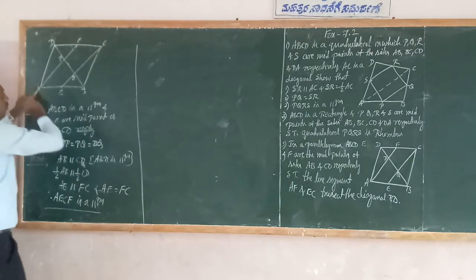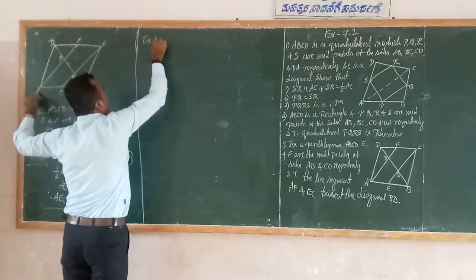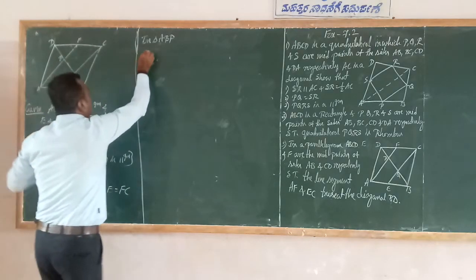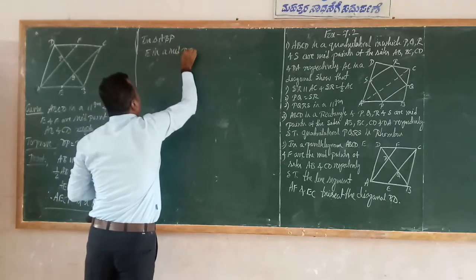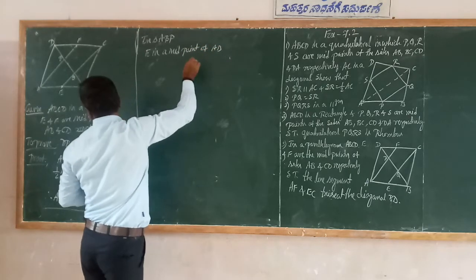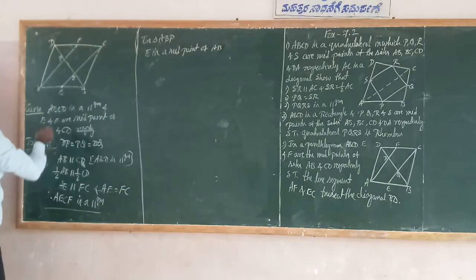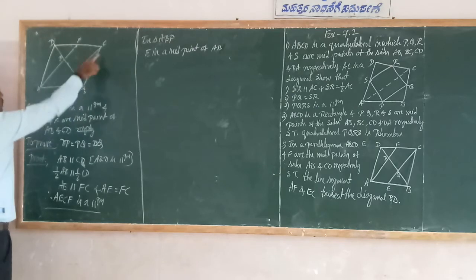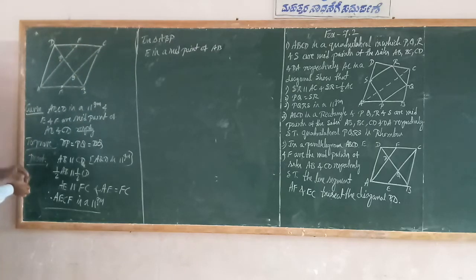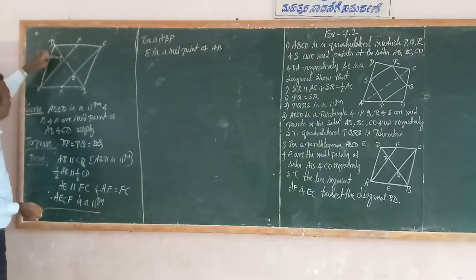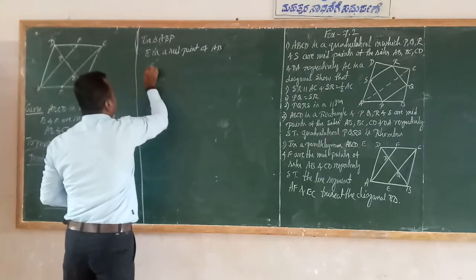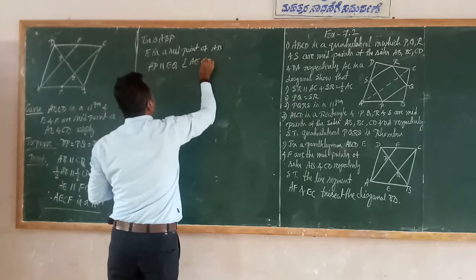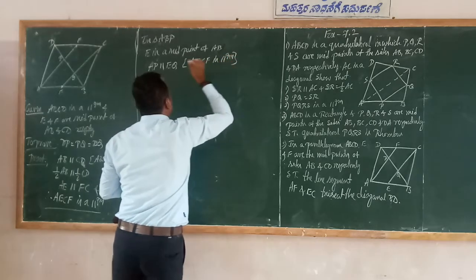First we will consider triangle ABP. In triangle ABP, E is the midpoint of AB, correct? Number one, E is the midpoint of AB. Next, EQ is parallel to AP, because AECF is a parallelogram. That's why AF is parallel to EC, and AP is parallel to EQ. AP is parallel to EQ because AECF is a parallelogram.